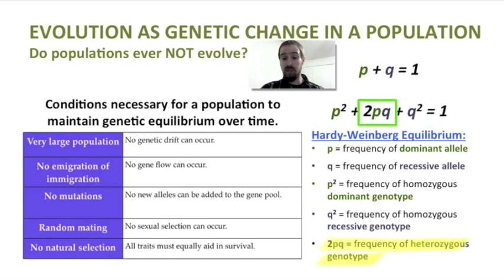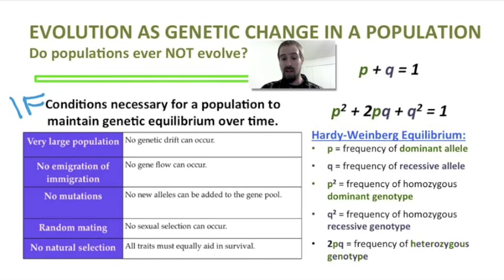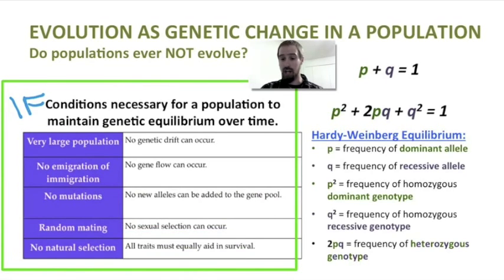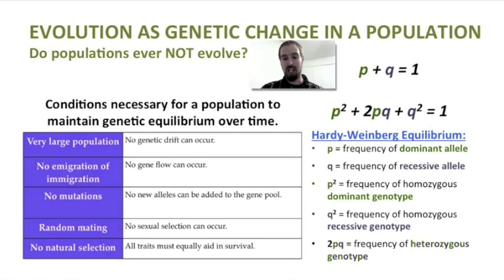This is what we would predict to find if no evolutionary changes were occurring in this population, if all 5 of those conditions were met. Then, if we measure the next generation and find that the reality does not match our mathematical predictions, then we know that the population is evolving because their gene pool is changing.